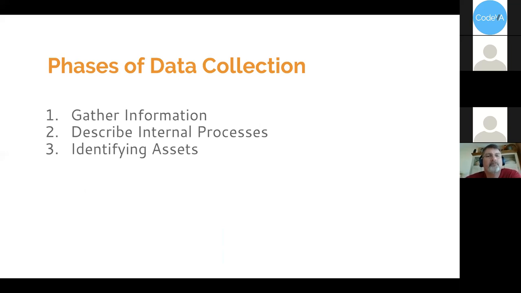The phases of data collection are gathering information, which includes student demographic data, district personnel data, student scheduling data. That's followed by a description of your internal processes. So taking a look at curriculum information, personnel information, and professional development. The third phase is identifying assets. So we take a look at infrastructure, primarily technology, professional development details, and curriculum details.